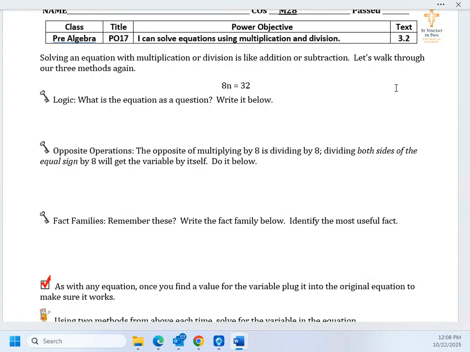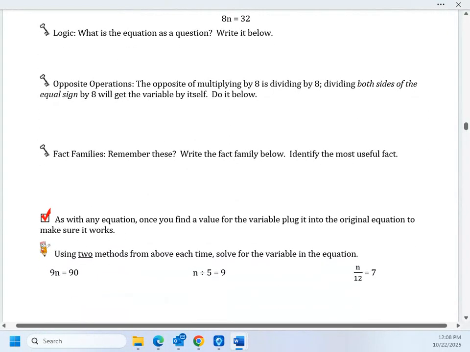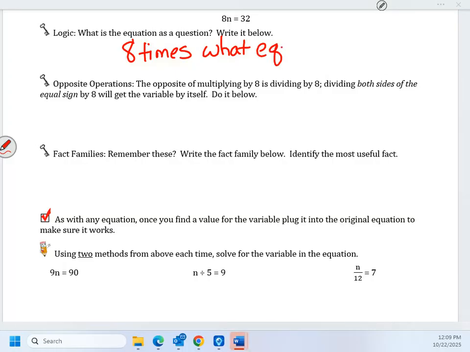Well, let's walk through our three methods again. So same three methods that we talked about in our last objective. So we have 8n equals 32. Logically, what is the equation as a question? Henry? 8 times what equals 32? Very good. 8 times what equals 32.